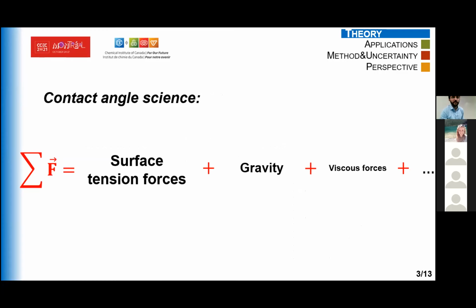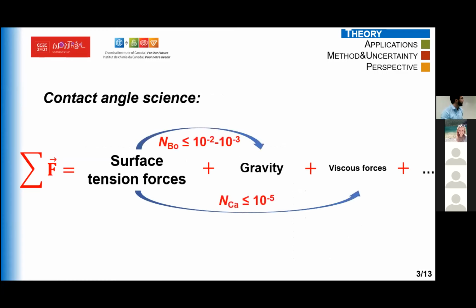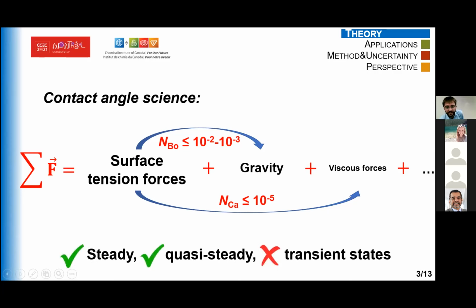What we call contact angle science actually refers to a situation in which the surface tension forces are 100 to 1,000 times stronger than gravity, and where surface tension forces are 10 to the power 5 times stronger than viscous forces. We are speaking about steady and quasi-steady states. Usually transient states are not described by contact angle equations.